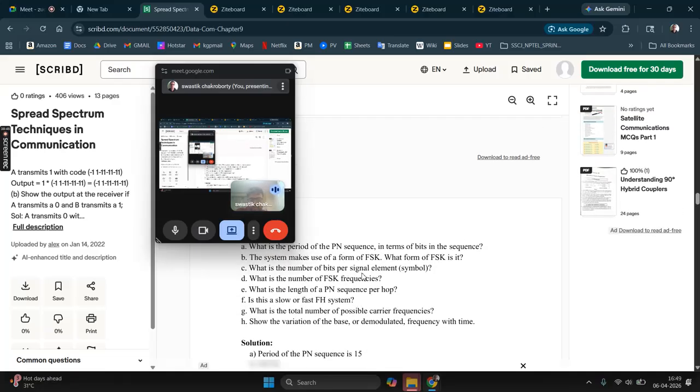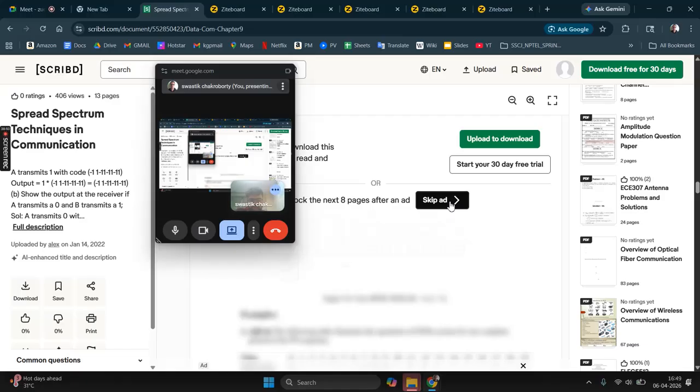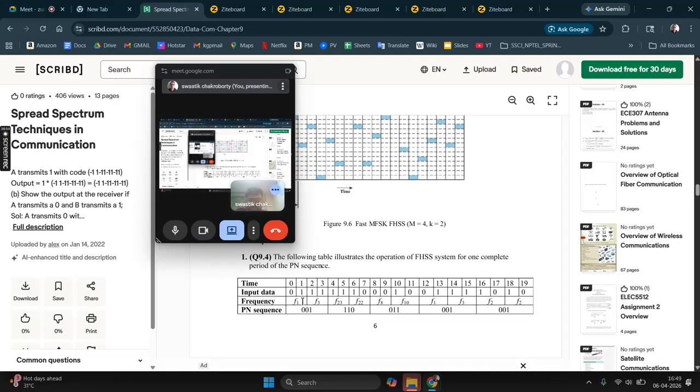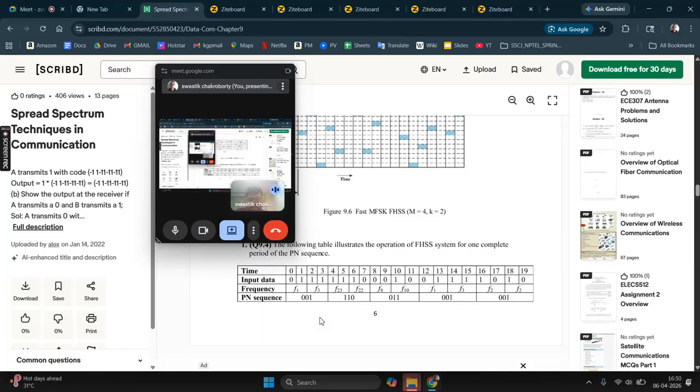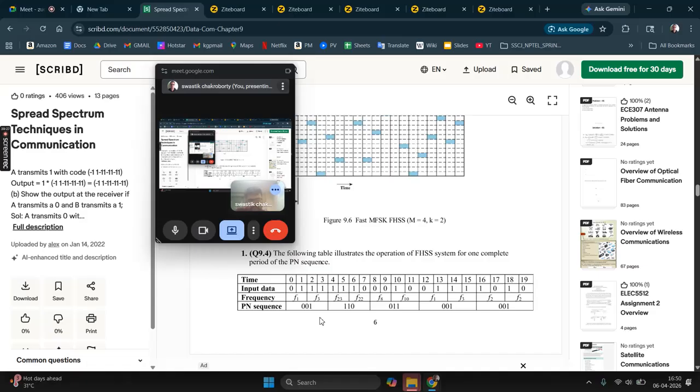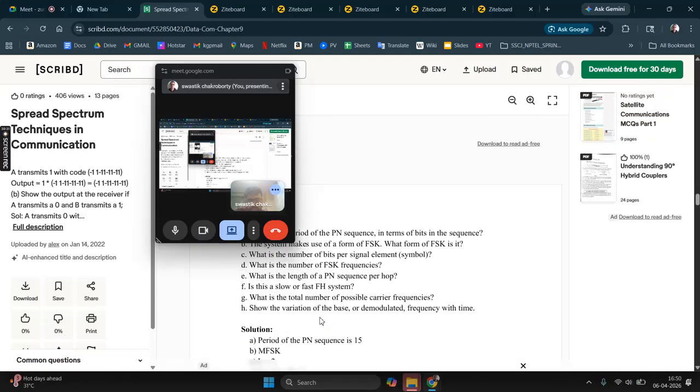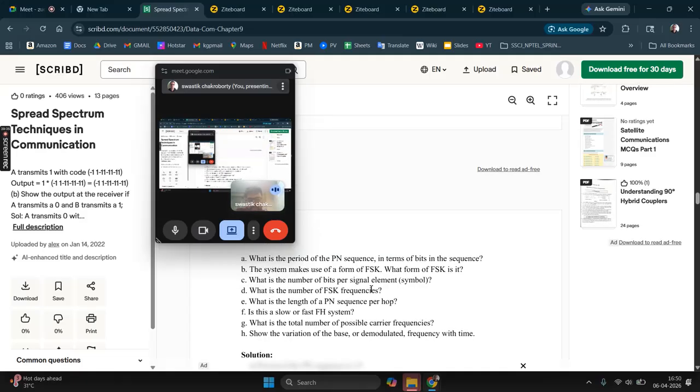Okay. So what is the number of bits per signal element? One signal element is determined by one hop, one frequency. So you see that only two bits are represented by one frequency. So the number of bits per signal element is 2. And what is the number of FSK frequencies? As there are 2 bits per signal, those 2 bits can be in 4 different combinations. So the number of FSK frequencies will be 4.